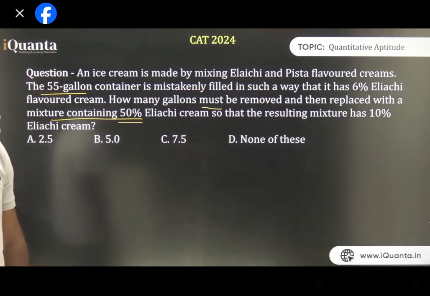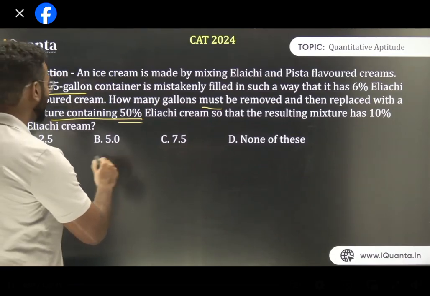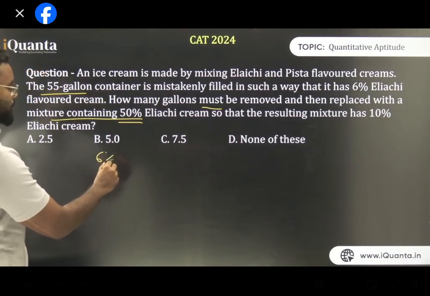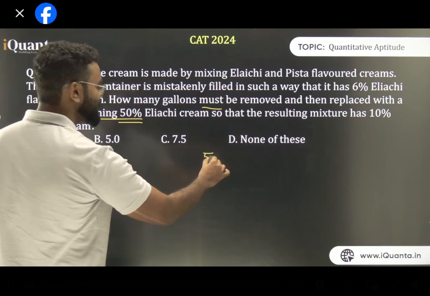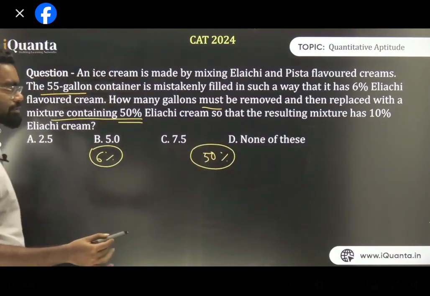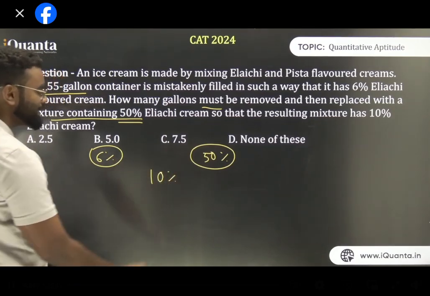So how to solve this question? It's very easy. First you need to understand what is given. Initially the container has 6% elaichi flavored cream. Then how many gallons must be removed and replaced with a mixture containing 50% elaichi? So there are two things: I have 6% elaichi in the container, and I have 50% elaichi which is used for replacement. And the average has to be 10%. So the average is basically 10%, right?